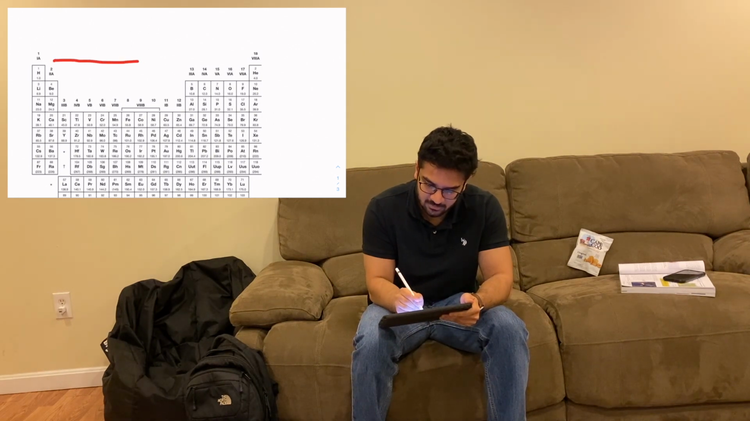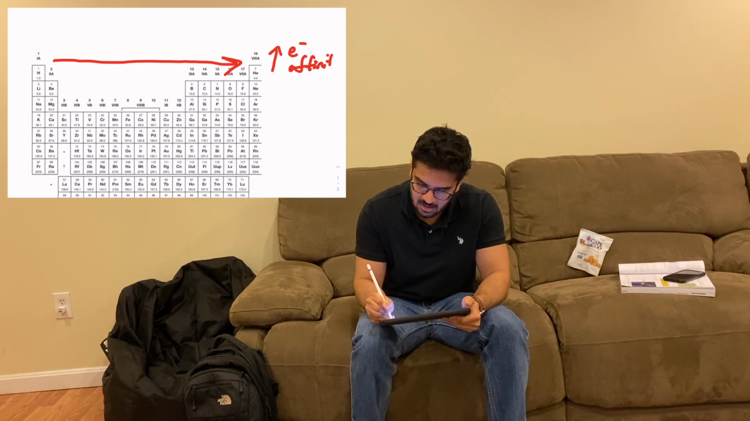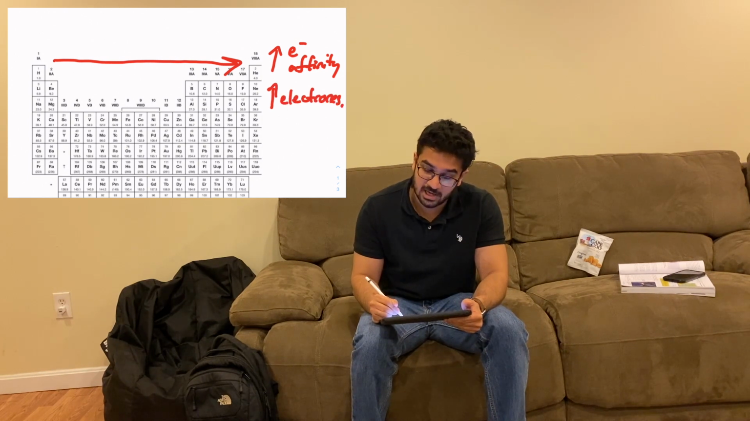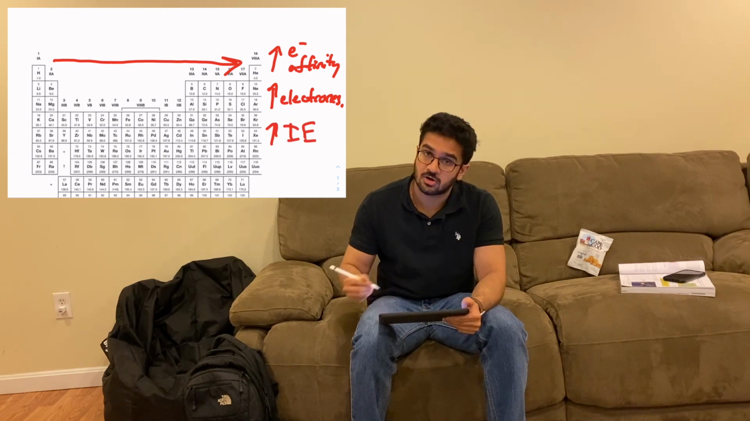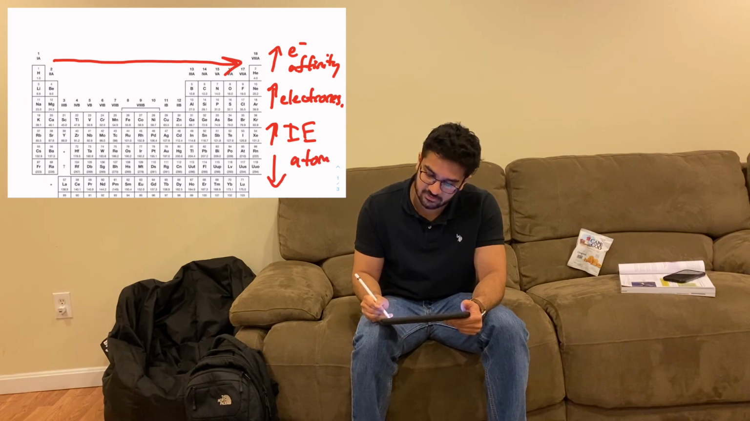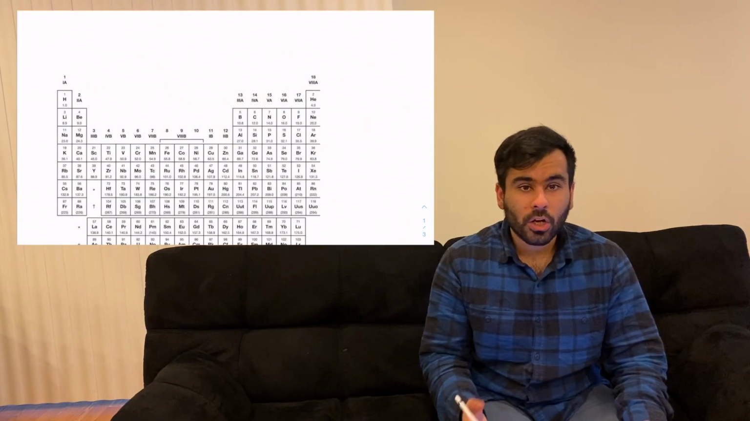All right, Zan, that makes sense. So basically, as I'm going to the right, my electron affinity is going to go up. My electronegativity is also going to go up. My ionization energy is also going to go up. And the only thing that goes down is my atomic radius, right? Exactly, Jay. So let's talk about what's going to happen when we go down the periodic table.